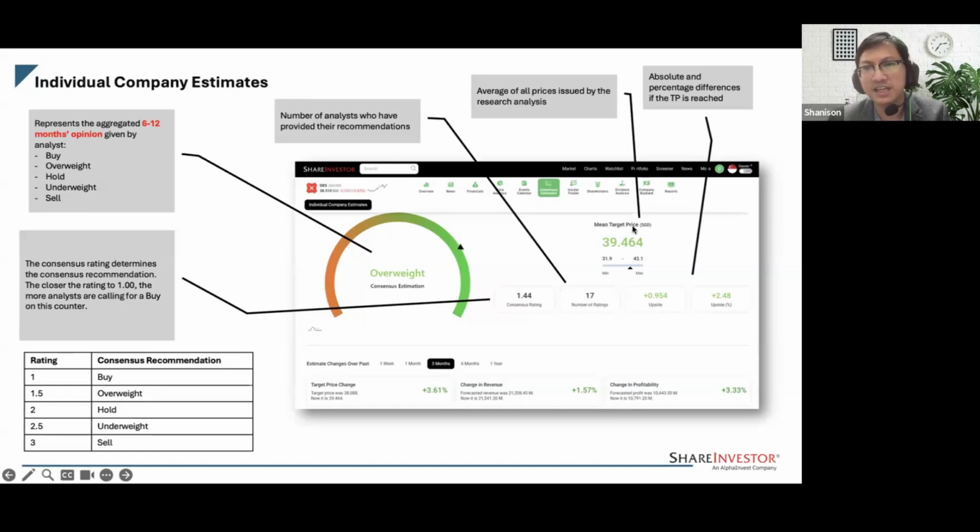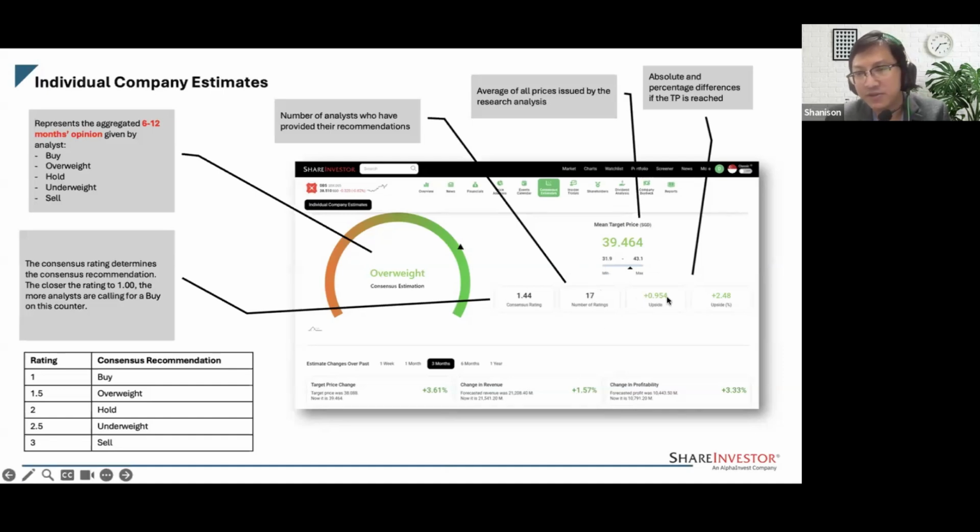And then the mean target price, because different research analysts give different target prices. The mean target price is the average of the target prices that we collected. It also shows you the minimum target price issued and the maximum. So in this case, the range is 31.9 to 43.1, and the average is 39.466. By the way, if you have any questions, there's a Q&A box here, so you can type in there. Later, I will answer some of those questions as well.